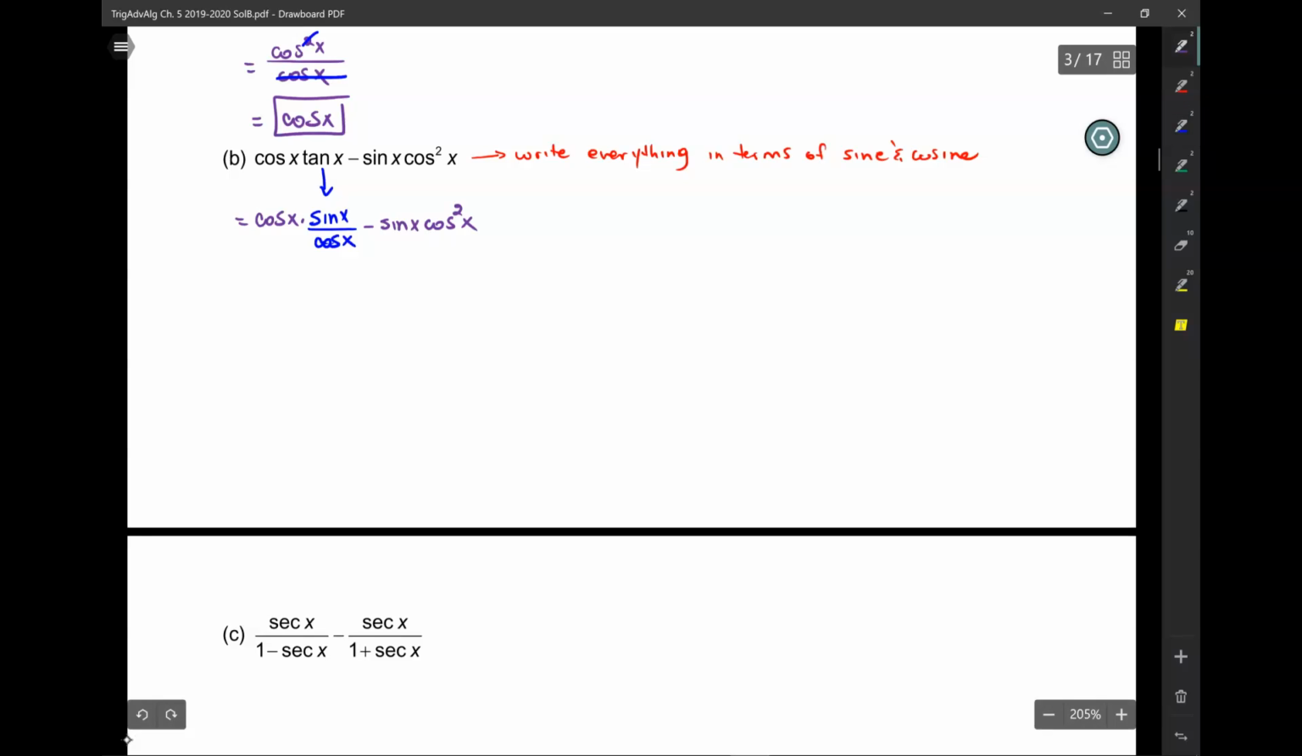Yeah. Okay. So now, look at this one. Can I cancel anything out from this part? The cosines will cancel out. So let's see what I have left. Sine of x minus sine of x cosine squared x. Okay. Here is a situation now where you will look at this. Can't sine of x and sine of x combine? No. Because of the cosine. This is just sine of x. The other one is sine times cosine.